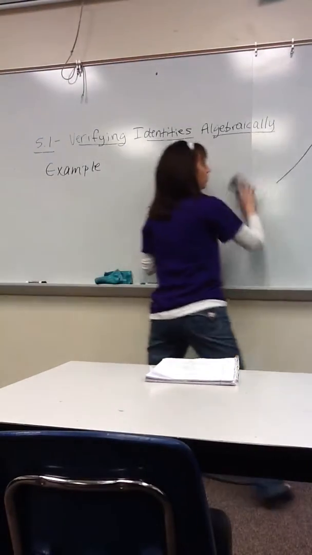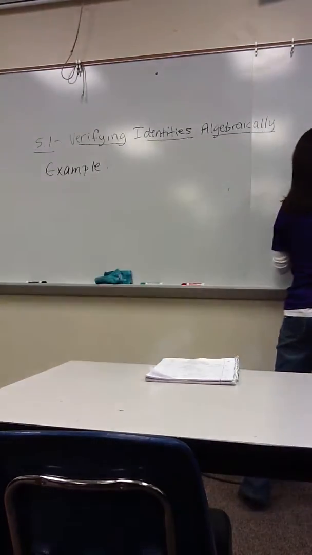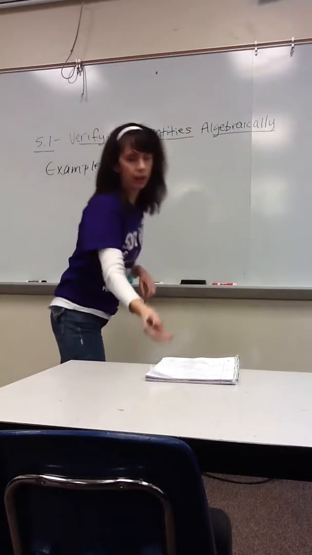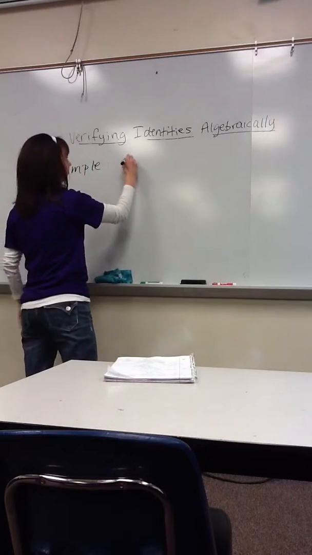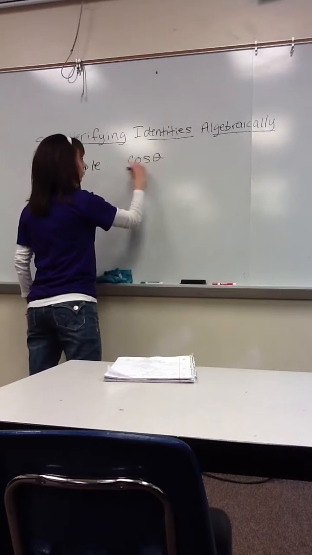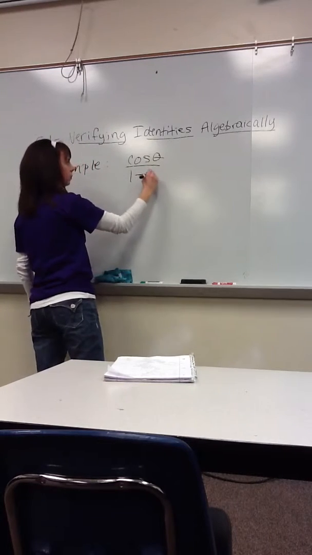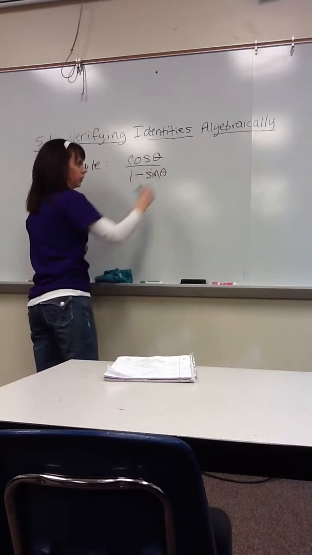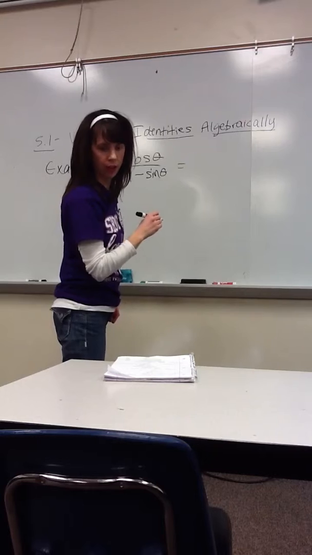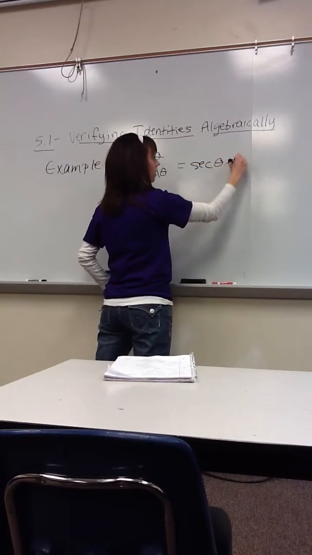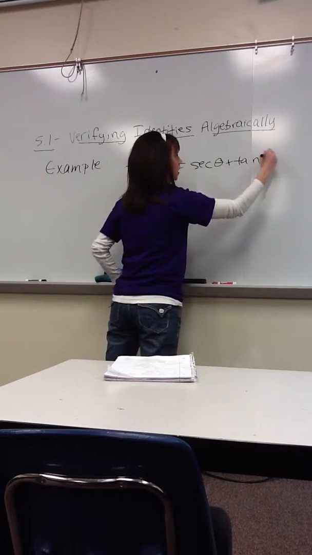I'm going to see if you remember this from yesterday. This did come up yesterday kind of unexpectedly, and we talked about it. We've got cosine of theta over 1 minus the sine of theta. And we are going to try to show that that is equal to the secant of theta plus the tangent of theta.